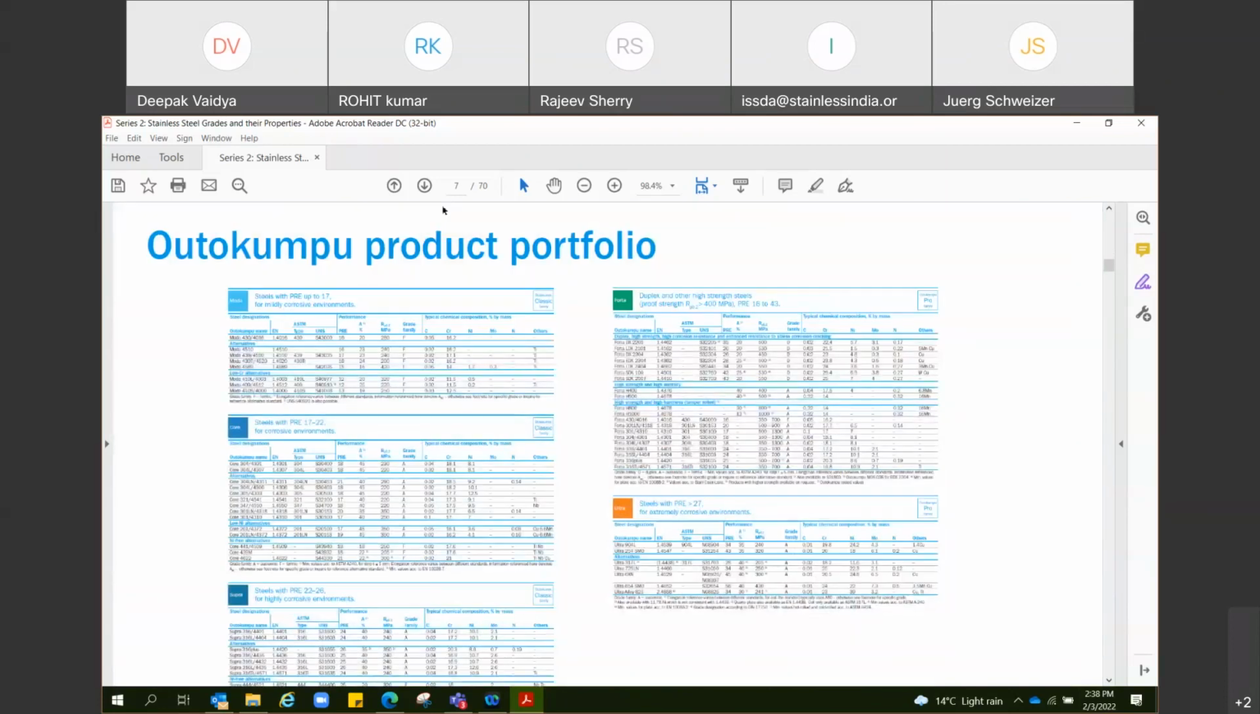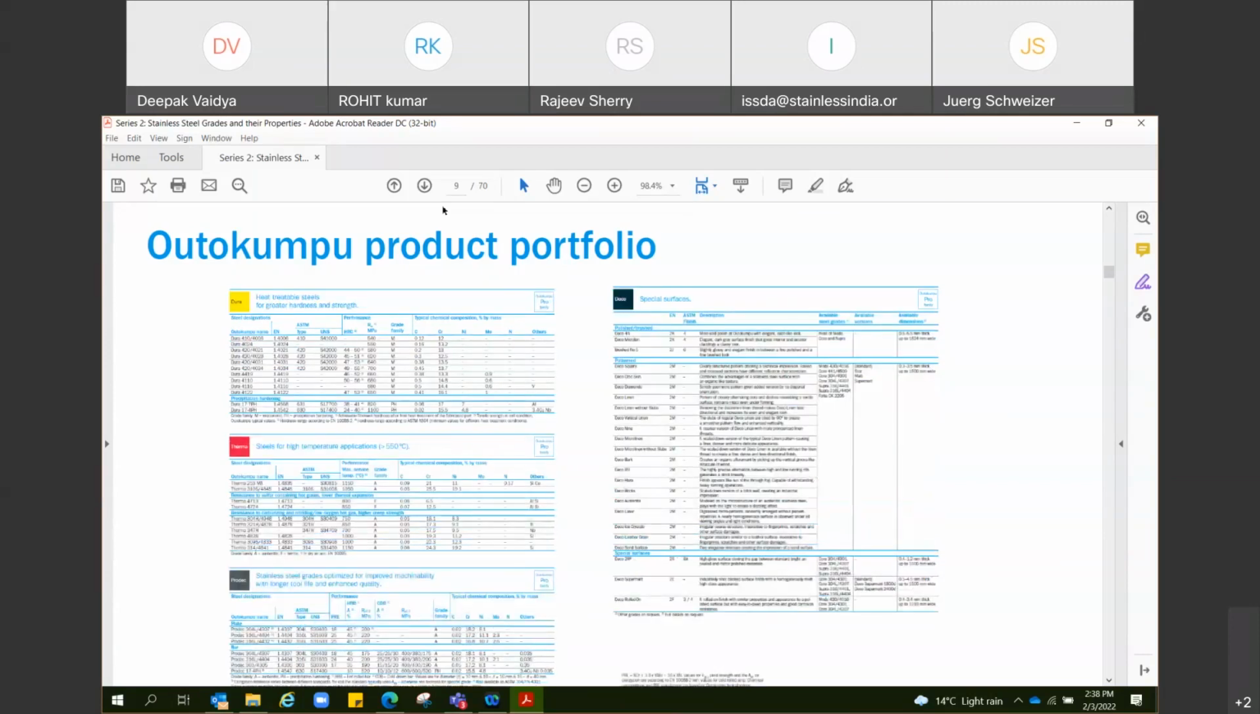These are the wall charts which are available on Autocompo sites, or you can write to us, we can share, and you will find almost all the details: the grade, its equivalent standard in ASTM or EN, then what is the PREN value, then what is going to be the elongation, the RP02 value, and whether the grade belongs to the ferritic family or austenitic, what is the typical composition. Again, same for Dura series, Therma, and Product.